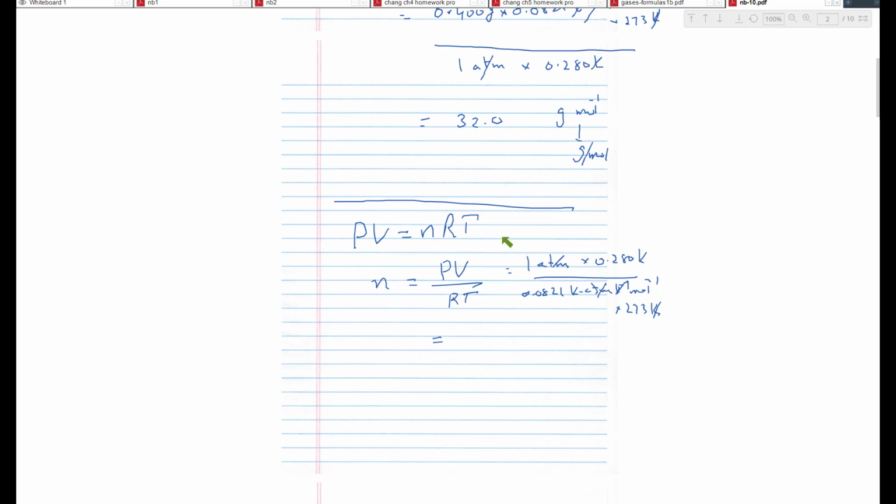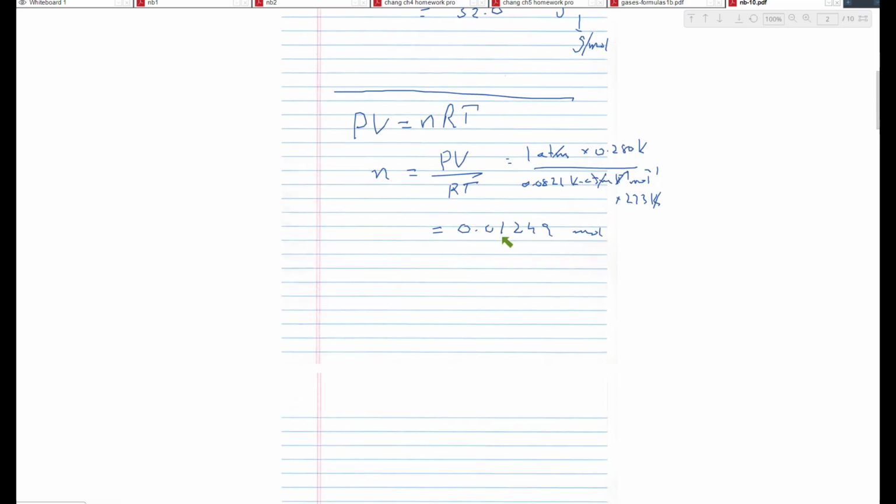How many moles do you get in the first step? 0.280 divided by 0.0821 divided by 273. So I am getting the moles: 0.01249 mole. Now we have to calculate the molar mass. You have to convert this mole into grams.